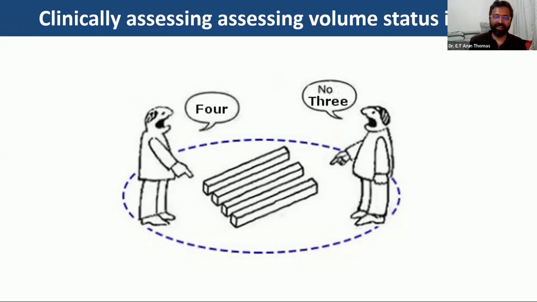One thing is, clinical means there is a lot of subjectivity involved. I'm not saying that focus is without subjectivity, but focus is more objective than clinical. So say, how many B lines are there? One may be telling 3 and the other will be telling 4. So a lot of subjectivity in clinical.